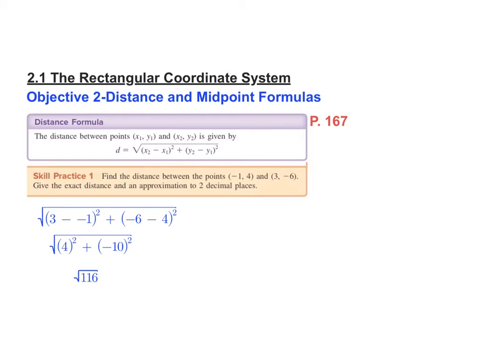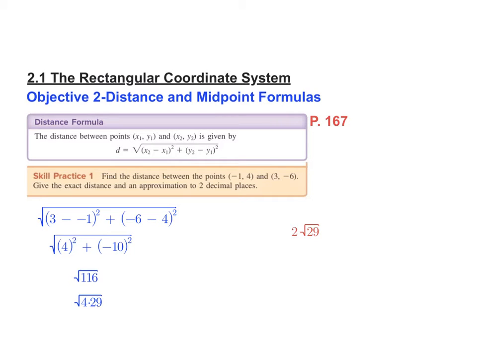29 is prime. So that ends up giving me the square root of 4 is 2. So the 2 comes out. So that would be the exact answer. 2 root 29. Okay, that's the exact answer. It's not rounded at all.